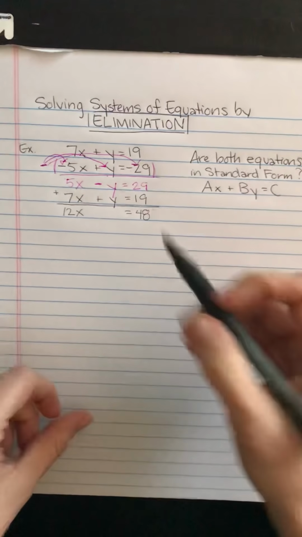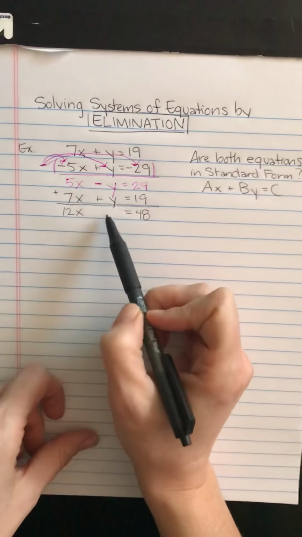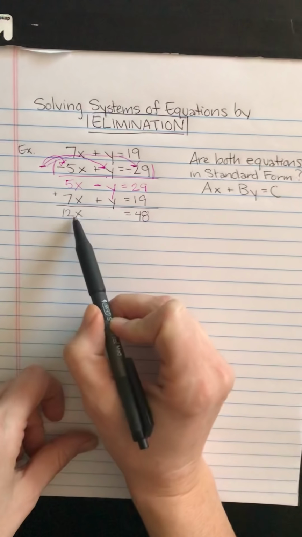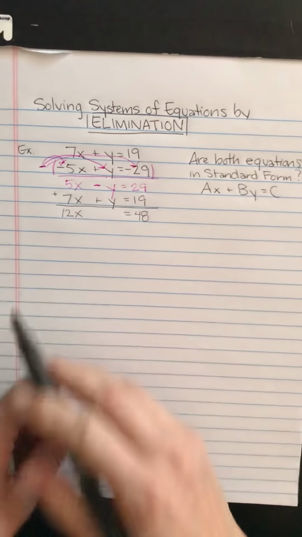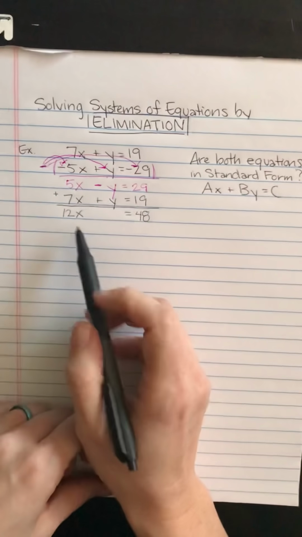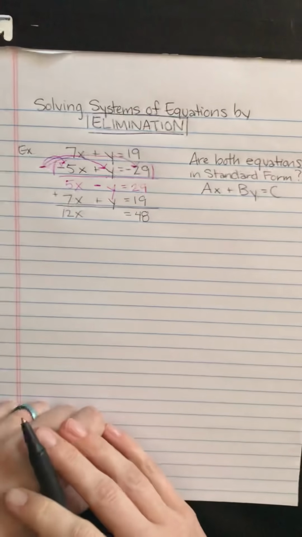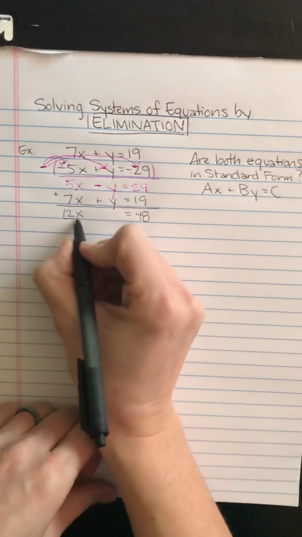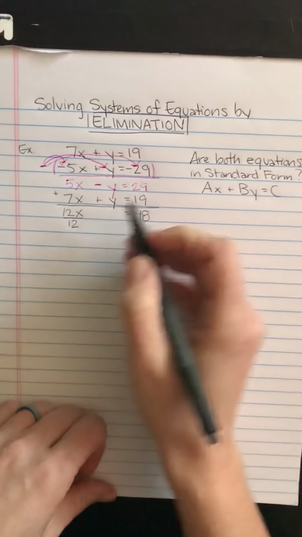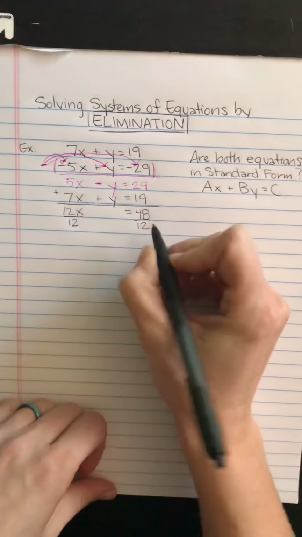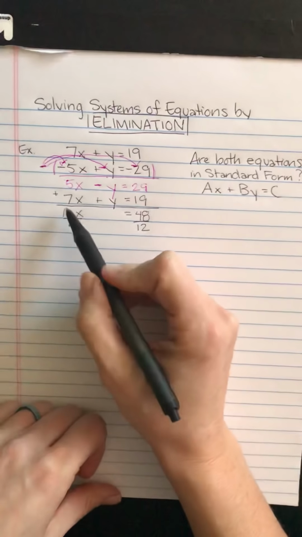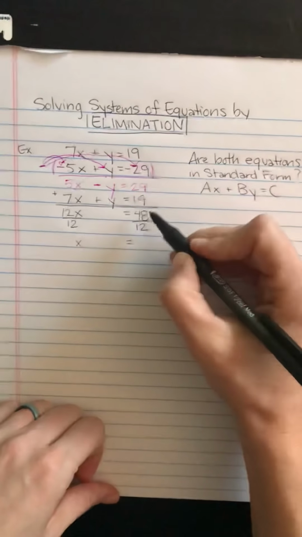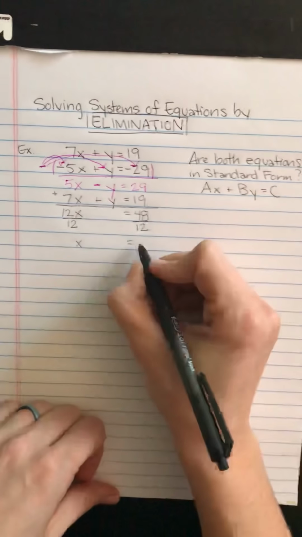Because we got these to cancel and make a 0, we now have an equation with only one variable in it that we know we can solve for. Our new equation is 12x equals 48. In order to get x by itself, we need to divide. If we divide this side by 12, we have to divide this side by 12. The 12s cancel out to give us a coefficient of 1, leaving us with just an x. And over here, 48 divided by 12 is 4.